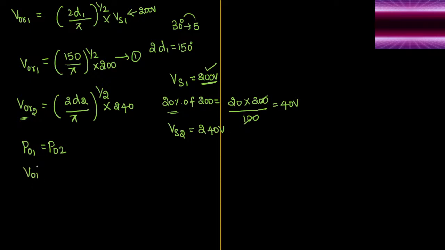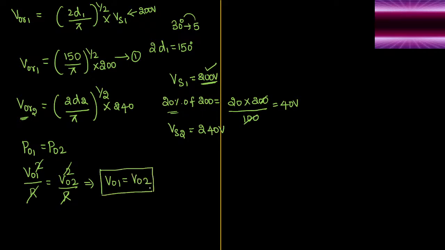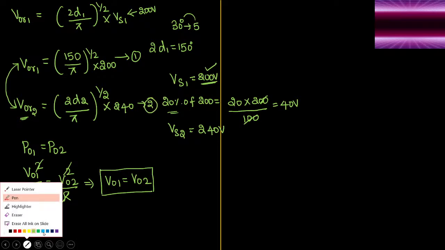So this can be further written as V0 square upon R equal to V0 square upon R, for case number 1 and case number 2. R will get cancelled, square will get cancelled. Further I can say the RMS voltage in case number 1 will be equal to the RMS voltage in case number 2. That is indirectly what they are trying to mean. So V0 RMS 1 in case number 1 and V0 RMS 2 in case number 2 are going to be equal to each other. So we can simply equate them.